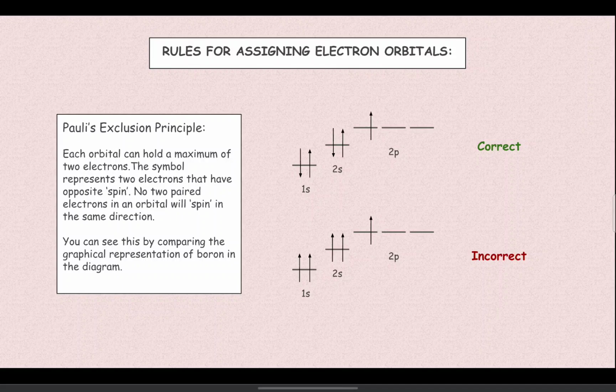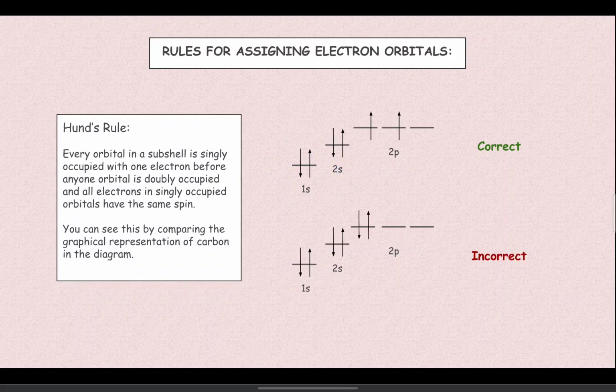No, and the arrow's direction represents the electron's spin. You don't need to know too much about that, just understand that it's the spin. No 2 paired electrons in an orbital will spin in the same direction. So you have 1 arrow going down like that and 1 arrow going up like that. It cannot look like this, 2 up, because electrons will never form like that. It'll always be 1 down, 1 up. So that's always how you write it. So yeah, simple rule, just remember to write 1 down, 1 up.